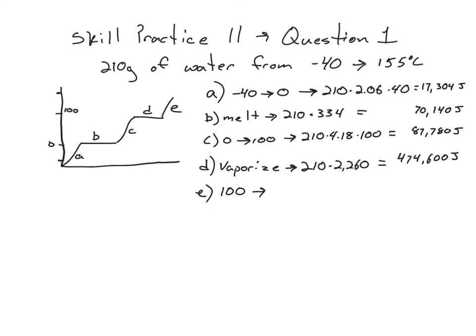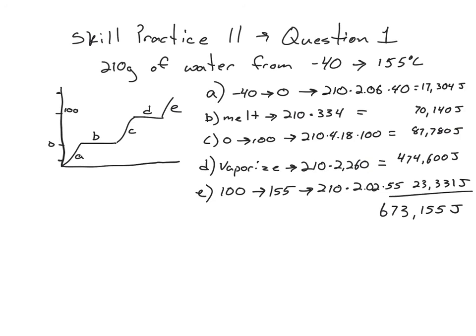The last piece here, part E, is where we're going from 100 up to 155, so that's going to be MC delta T. So 210 times the specific heat of vapor, 2.02, times the 55 degrees is 23,331 joules. We then add all those up, 673,155 joules.